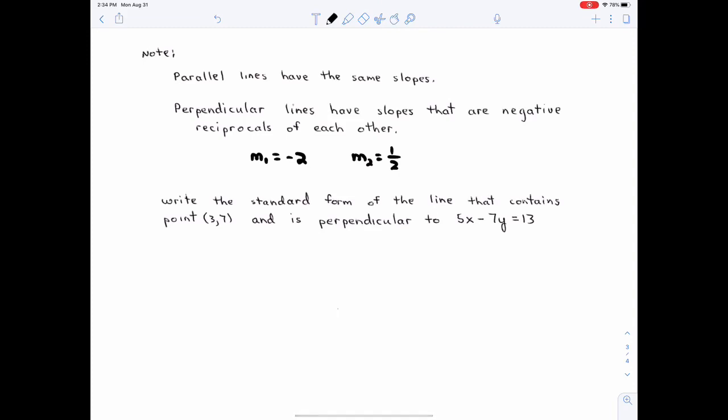Okay, again, when doesn't this work? Vertical and horizontal lines. For a vertical line, the slope is undefined, or you could say no slope, and its perpendicular would be horizontal, which has 0 slope. And those are not reciprocals of each other. Okay, you just have to have that memorized. All right.